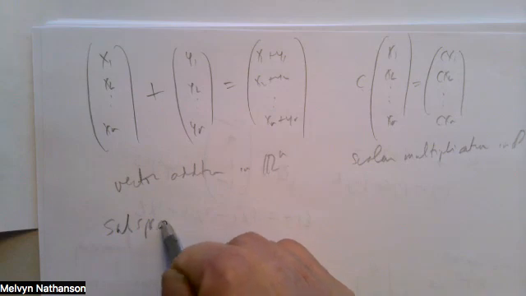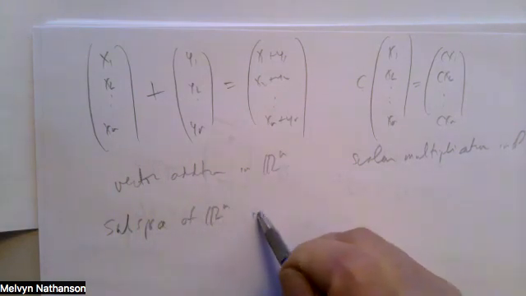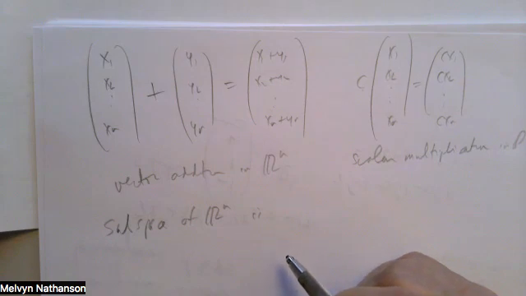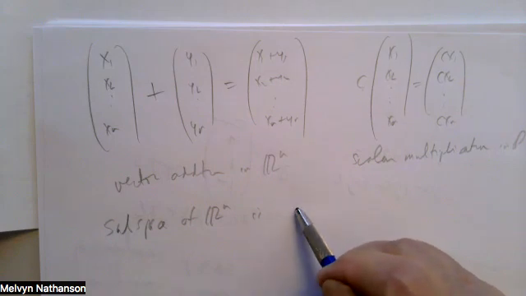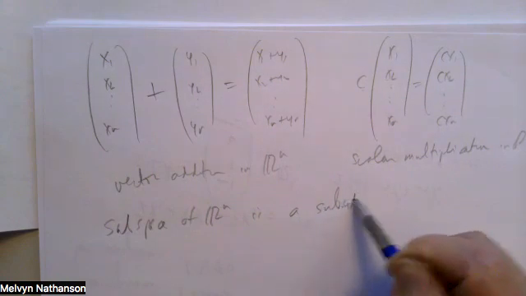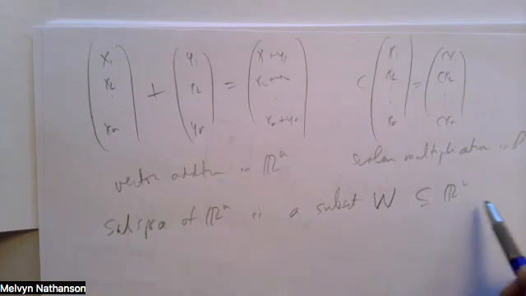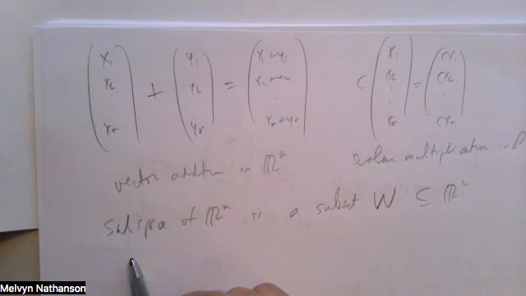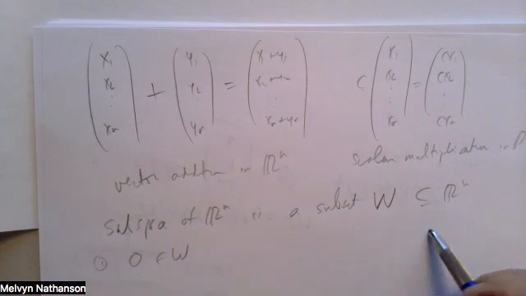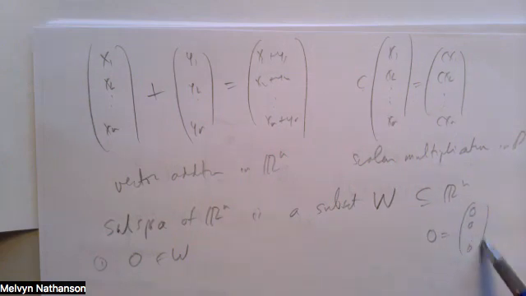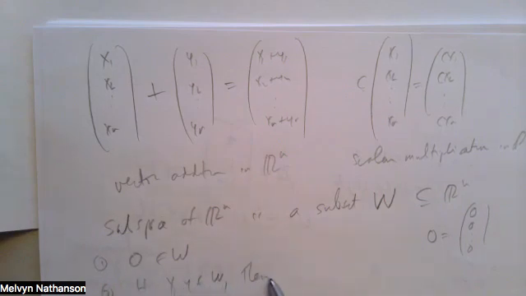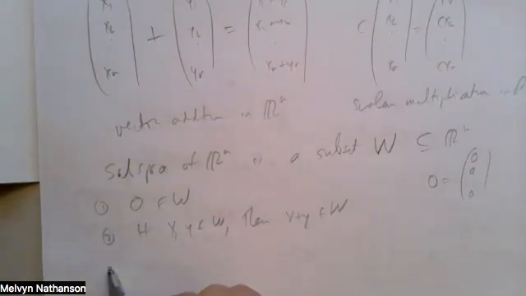A subspace of Rn is a subset W contained in Rn, which has the following 3 properties. First, the 0 vector is in W. The 0 vector is simply the vector where all the coordinates are 0. If x and y are in W, then x plus y is in W. So the set W is closed under vector addition.